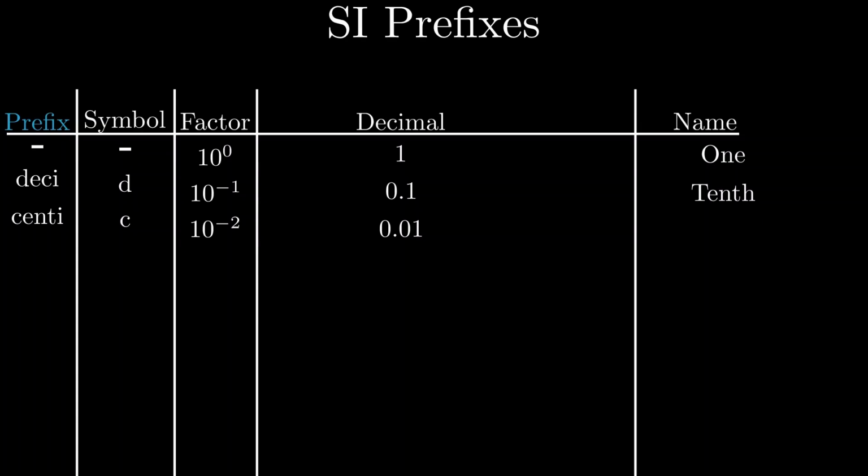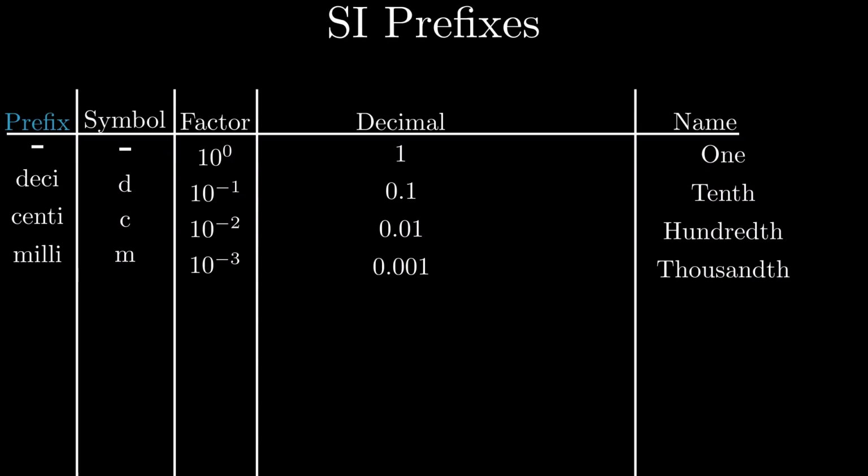Centi is 10 to the negative 2, which is a hundredth. And then milli is 10 to the negative 3, and that's a thousandth. Micro is 10 to the negative 6, that's a millionth.